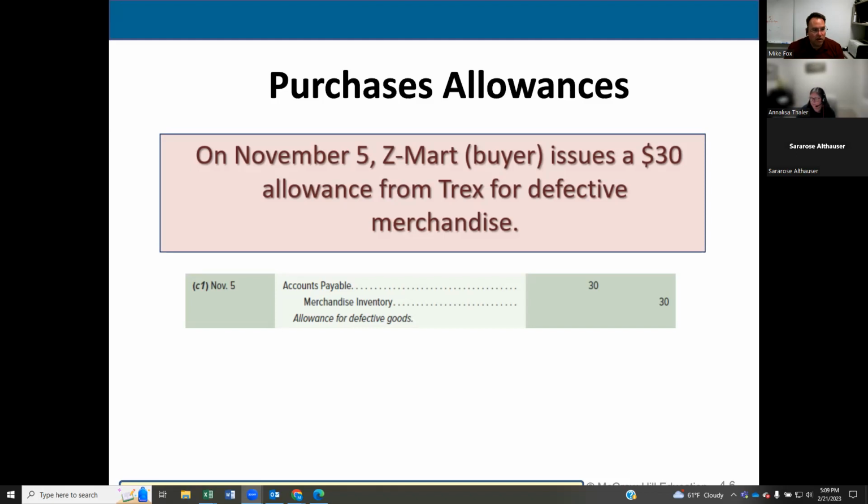Right. Is that right? Right, because you can see here, I haven't paid for it yet. So when they offer me this allowance, or sometimes even more than an allowance, it'll be a return, I'm going to subtract that amount off, because accounts payable represents the amount I owe to my supplier. And so I now owe $30 less to my supplier than what I owed before. So they're not going to give me a discount off of money that they've refunded me, so to speak. Does that help?